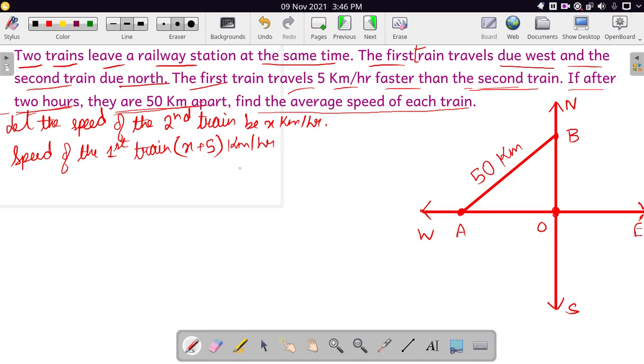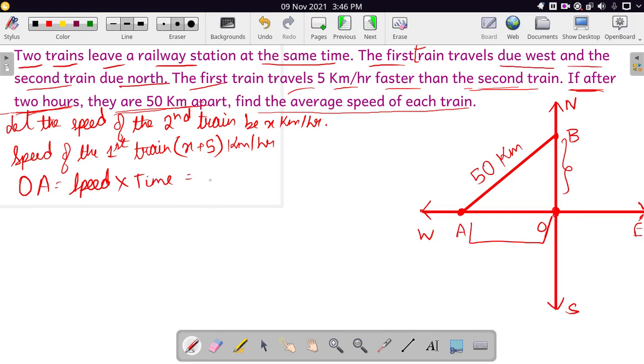Now let us find the distance traveled by the trains in the first 2 hours. Because it is saying after 2 hours, we need to find OB and OA. Let us find OA first. Speed equals distance by time, so distance will be speed into time.